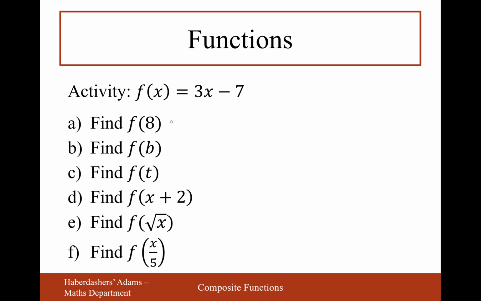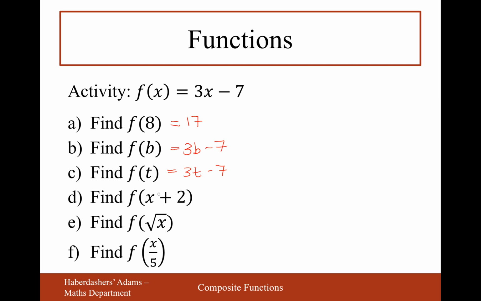Okay, so for the first one, it's putting 8 into the function. Nice and easy, we've done this before. So that would be 24 minus 7, that makes it 17. Putting the letter b into the function now, that will make it 3b minus 7. Putting the letter t into the function, that will make it 3t minus 7.